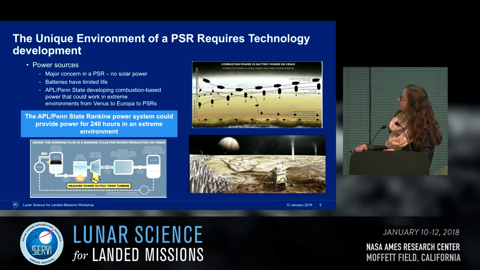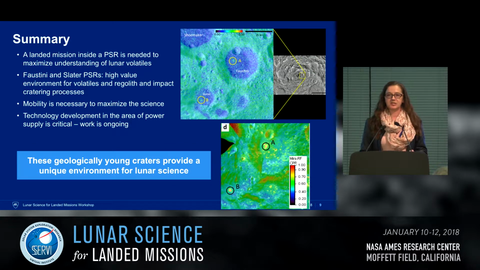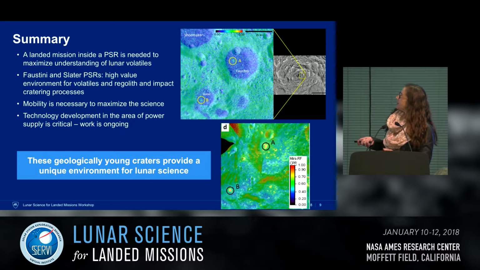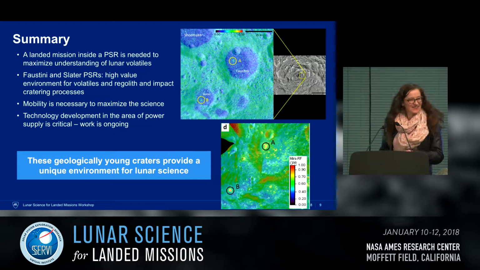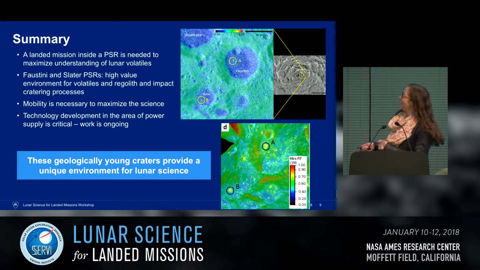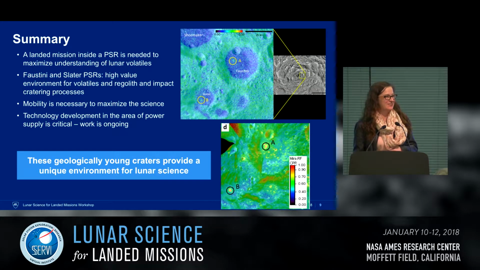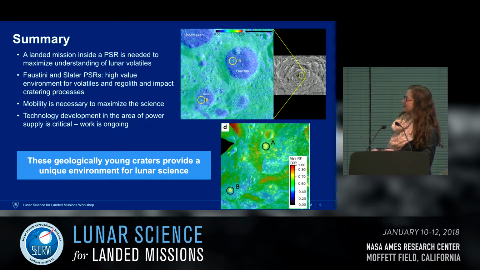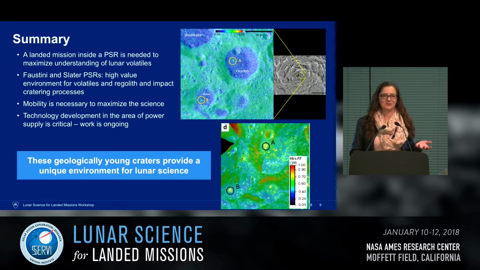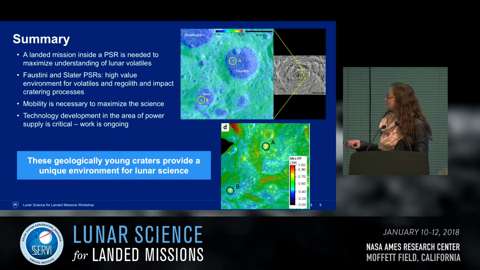So in summary, a landed mission inside of a PSR is necessary to really understand the volatiles on the moon. We need to go to the PSRs, so we need the technology development that's going to get us there. Faustini and Slater PSRs are unique because they have fresh craters. And it's good that I'm on the right slide. But they have fresh craters that would allow us to study impact cratering processes and volatiles within a PSR. So it's a really interesting environment. But we need mobility to do that, and we need technology development. So that's it.